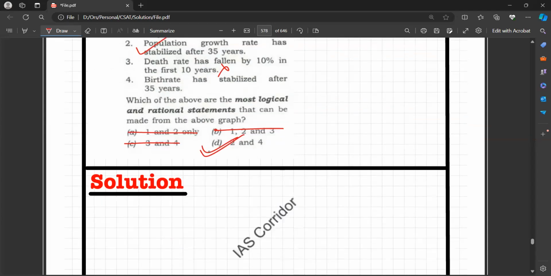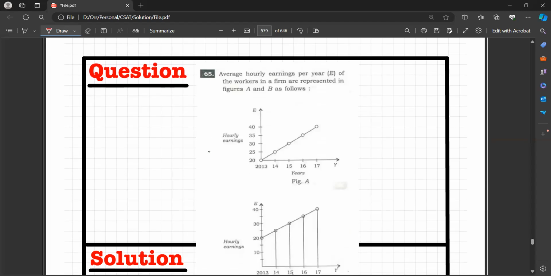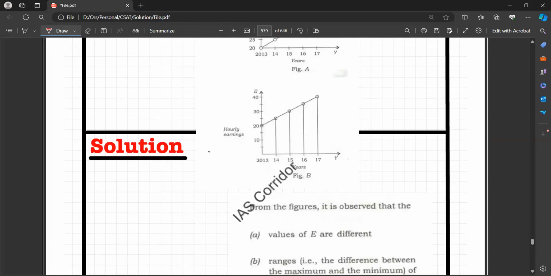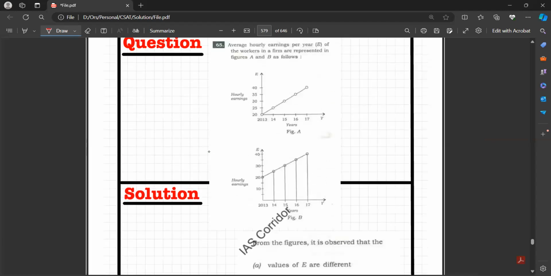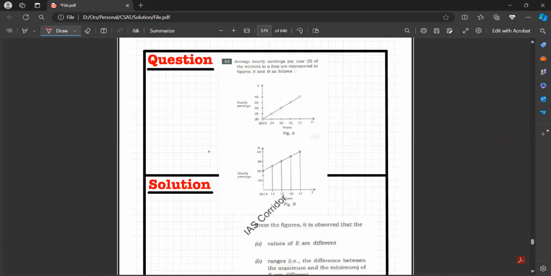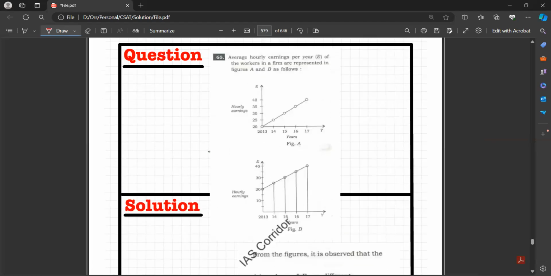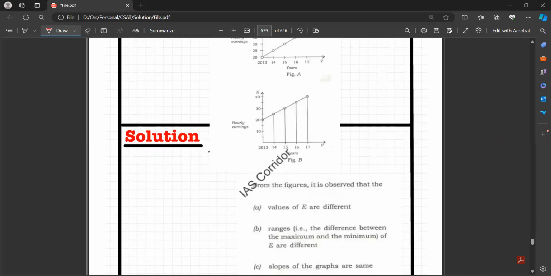Got it? Coming to the next question. Average hourly earnings for year E of the workers in a firm are represented in figures A and B. From the figures, it is observed that values of E are different. Can you conclude that? Values of E. E is the earnings per year. Is it different? No, they are same. This is wrong.